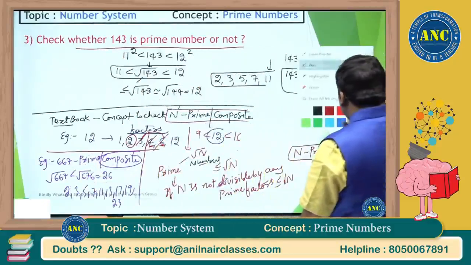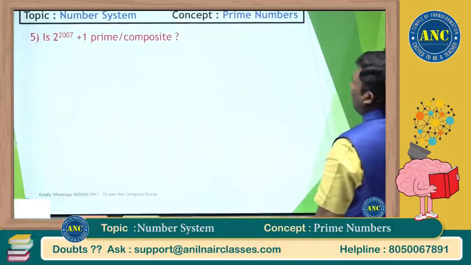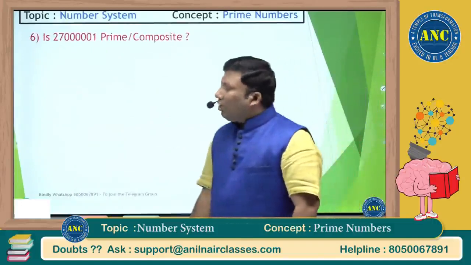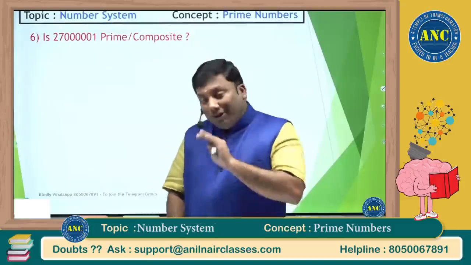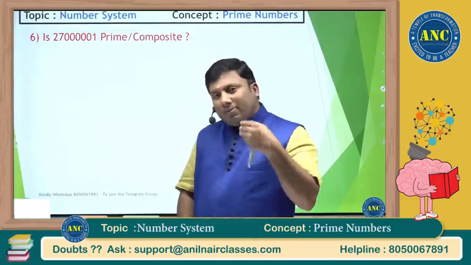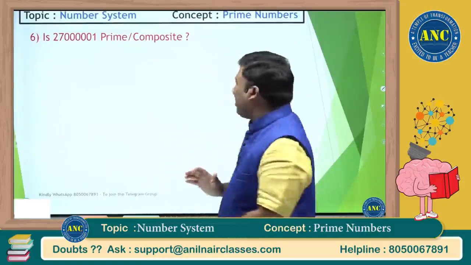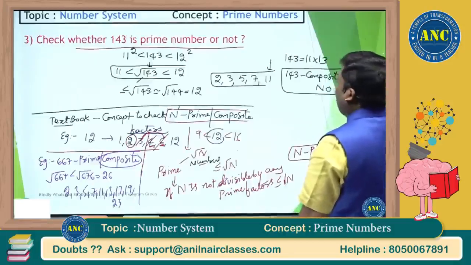In case, sir, what is the demerit of this concept? Now see here. If the question is like this, 27 followed by 5 zeros ending with 1, will you apply square root? Will you find the nearest perfect square? Will you write all prime numbers less than that? Don't you think it will be a very lengthy process? That is the reason we will not use that concept to solve a lot of problems.